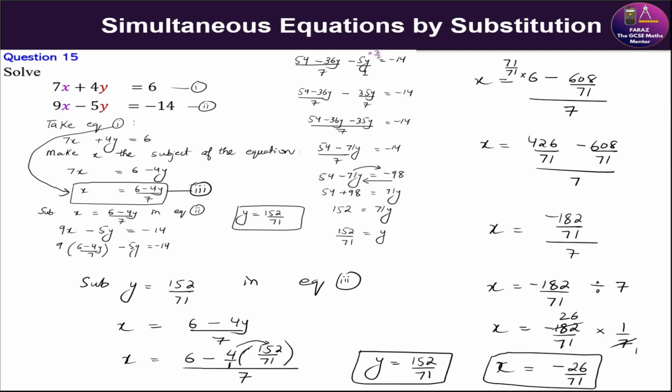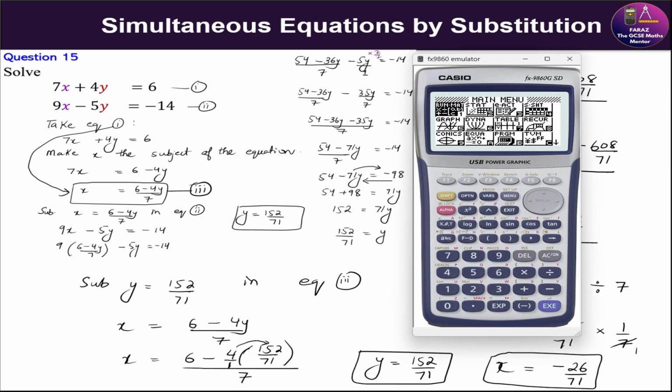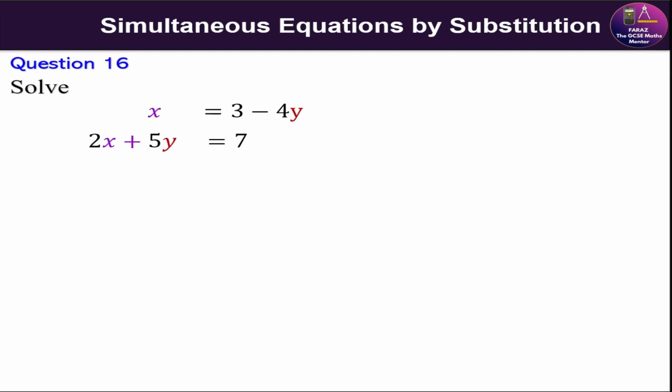Alright, if we want to verify our solution from the calculator, let's solve it by using simultaneous equations: 7x plus 4y equals 6 and 9x minus 5y equals negative 14. So you can see there we have negative 26 over 71 as the answer for x, and the answer for y is 152 over 71. Alright, let's start question number 16.